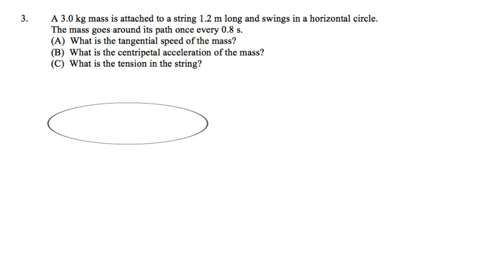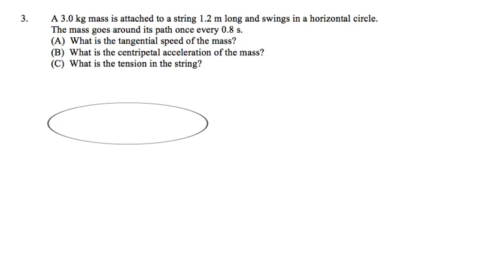So if you look at the problem, it says a 3 kilogram mass is attached to a string 1.2 meters long. So I know there's my mass and there's my radius. And it swings in a horizontal circle. The mass goes around its path once every 0.8 seconds. So that's how I'm going to get the v. I'm going to get the v from that.